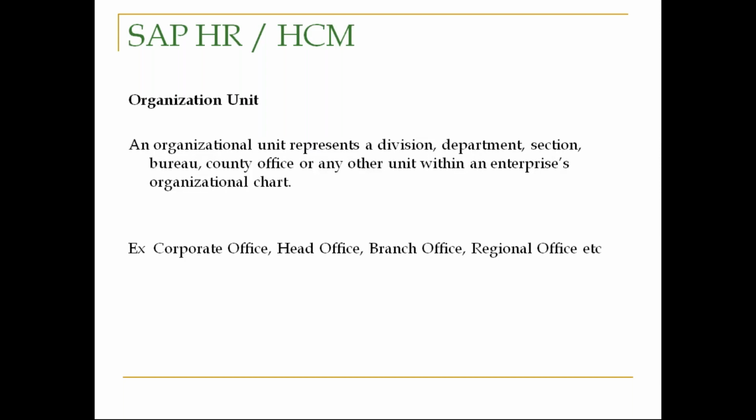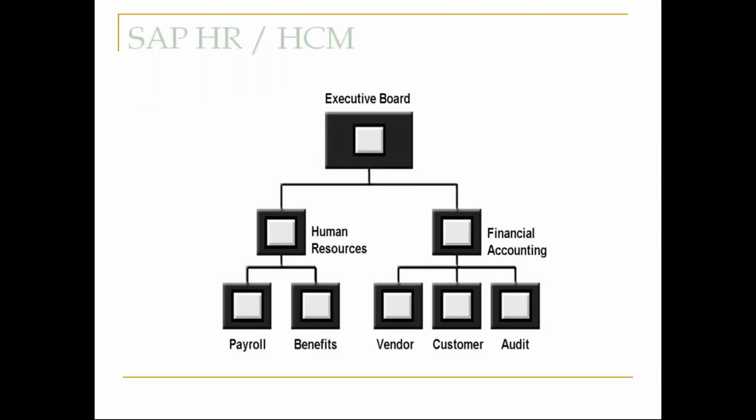An example for an org unit can be a corporate office, a head office, a branch office, a regional office, etc. Any one of them can be represented as a separate org unit. So once we set up the org structure, this is how it is going to look.